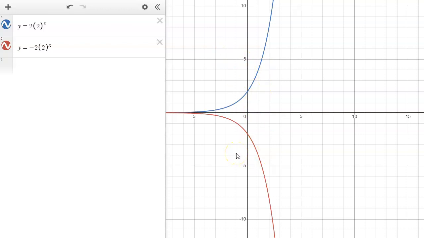So again, after you make your table, you plot your points on your graph, you draw your curve, you can check your work in Desmos, which I highly encourage you to do, especially on the assignment that you're about to do right now for 6.3.